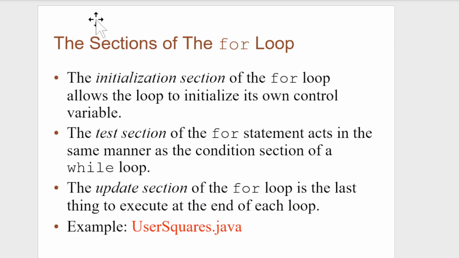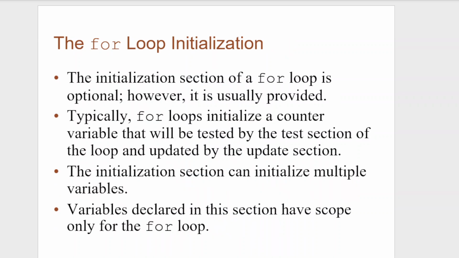Sections of the for loop. The initialization section of the for loop allows the loop to initialize the control. The test section acts in the same manner and condition as the while loop, which you haven't learned yet. Don't worry, the test section is your test. Is this equal to, greater than, whatever. And your update section of the for loop executes last, and that does your increment or decrement.